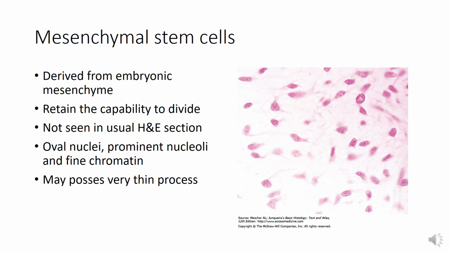So this is how the cells of the connective tissue divide, and they are not seen in the usual H&E section, and only the oval nuclei are seen. They have got oval nuclei, prominent nucleoli, and fine chromatin. So these are the mesenchymal cells taken from the mesenchymal tissue, and may possess very thin processes.